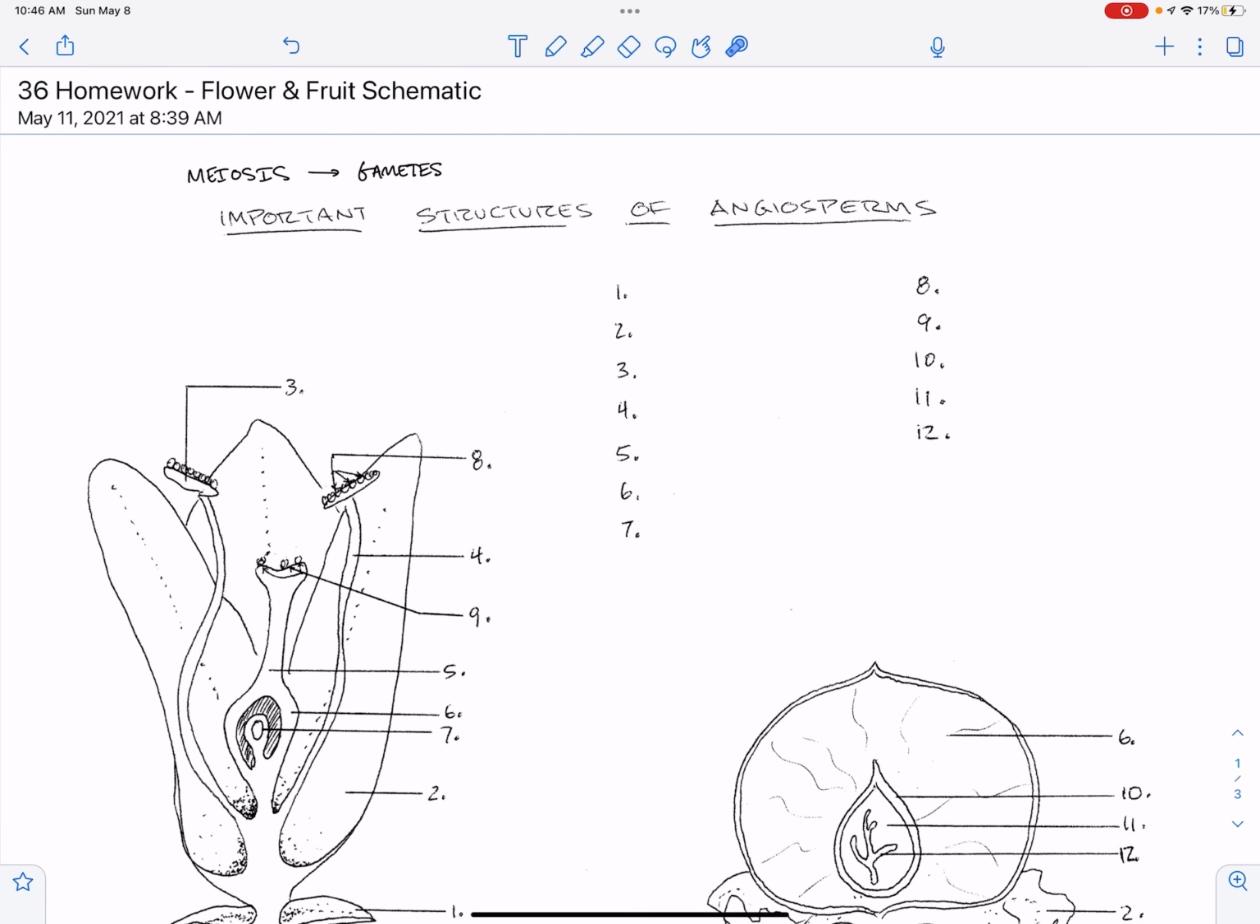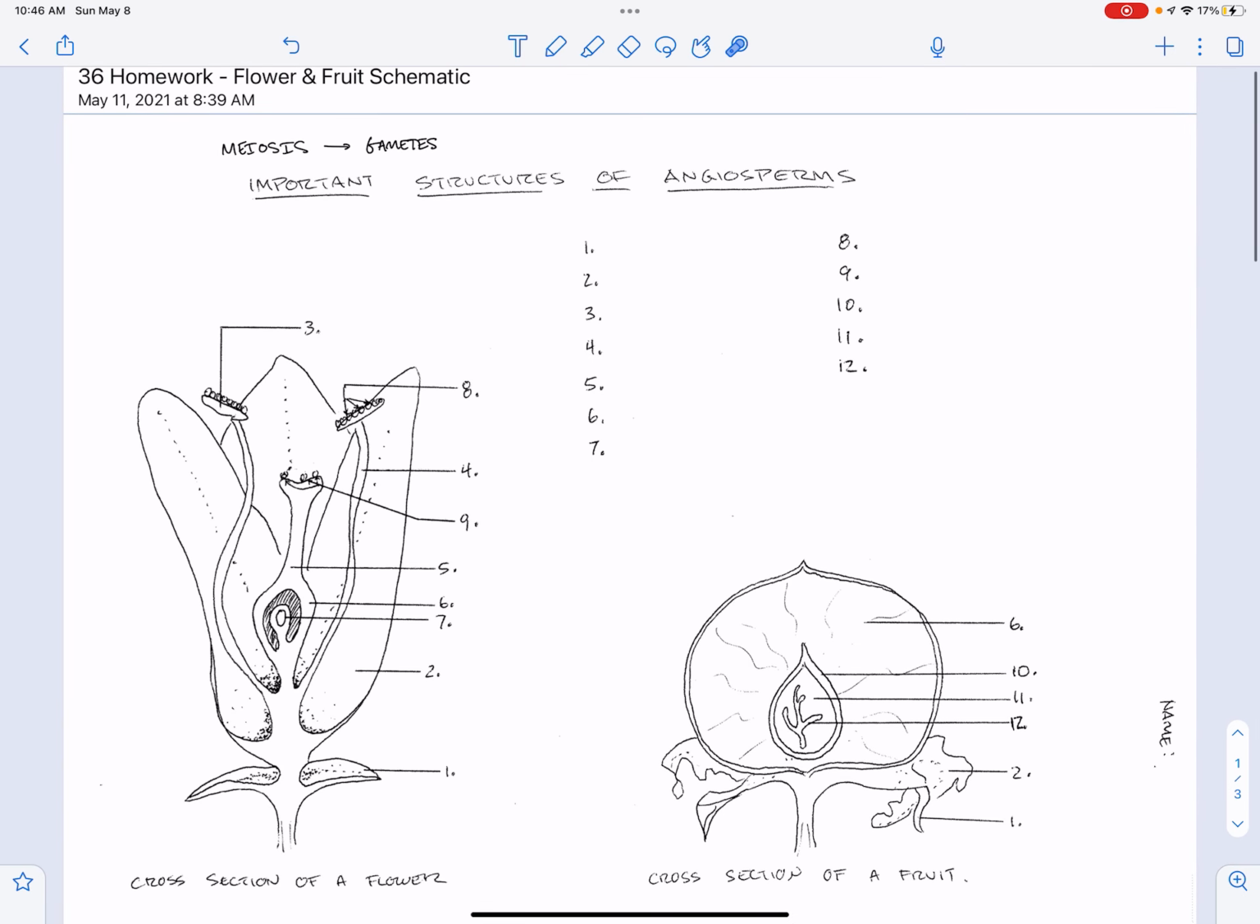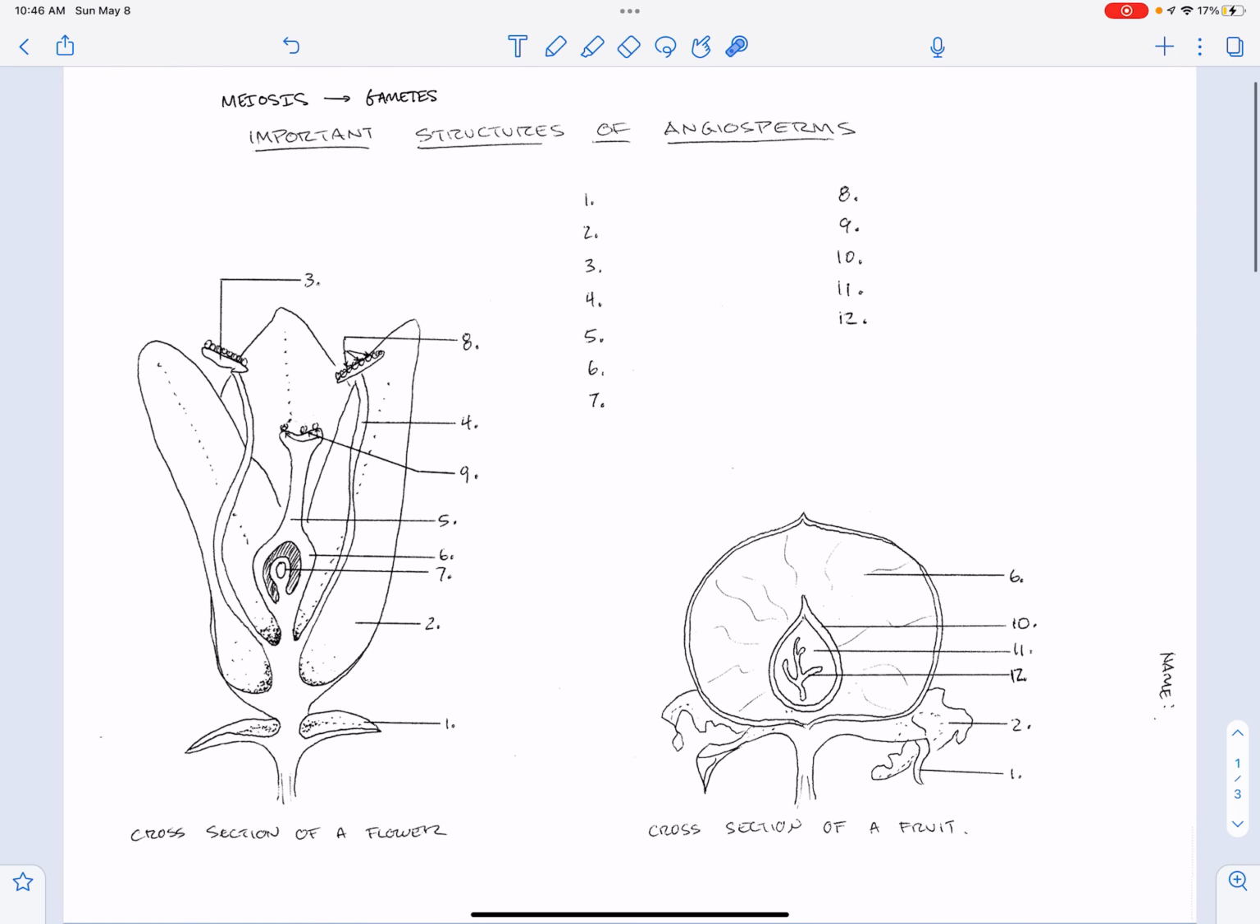But before we go there, we're going to talk about the sexual reproductive structures of angiosperms, that's flowering plants, and talk a little bit about how plants reproduce sexually. And then we're going to dive into our study of what's happening on the cellular level, or meiosis, the creation of eggs or sperm.